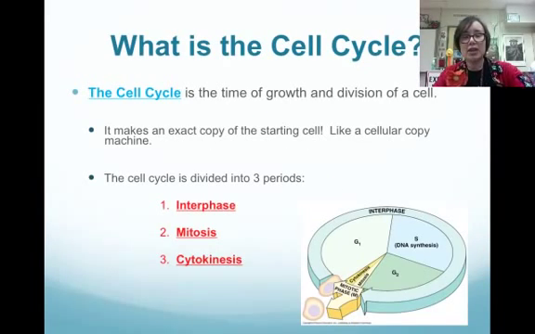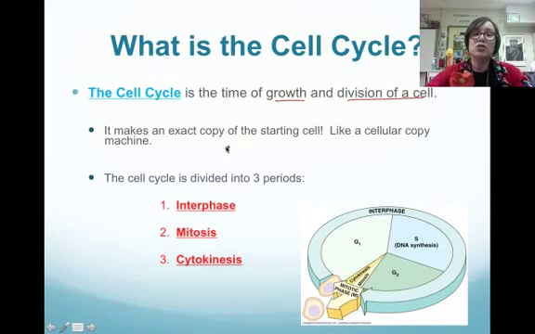All right, so now that we've talked about the cell cycle or cellular division in general, let's talk about some specifics. So the cell cycle is a time for growth and division of the cell. So you need to know what the cell cycle is actually composed of. So the cell cycle allows us to make exact copies, we talked about this before, of the starting cell. Basically, it's a fancy copy machine or Xerox machine.